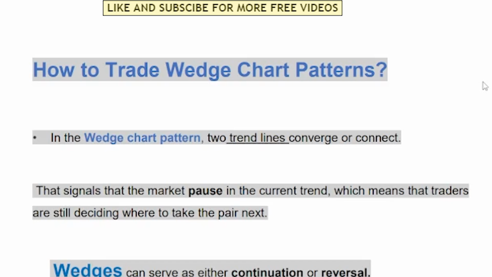Okay, so in the wedge chart pattern, two trend lines converge or connect. So that's where you have two lines and they end up connecting from this area, or converging from this area, like this. So that signals that the market pauses in the current trend. The market was moving, which means that the traders are still deciding where to take the pair next. The traders are still deciding the next movement of the market.